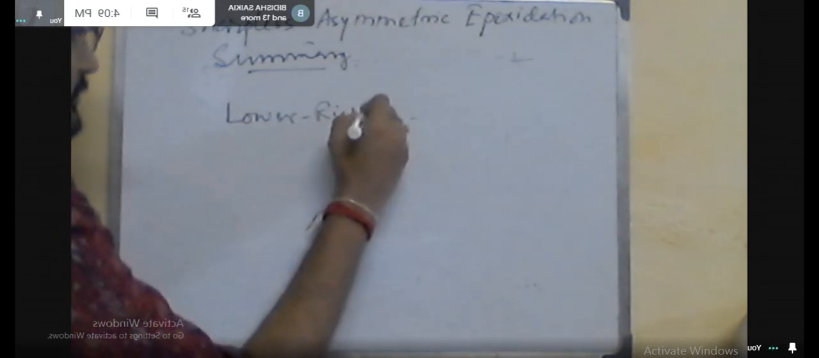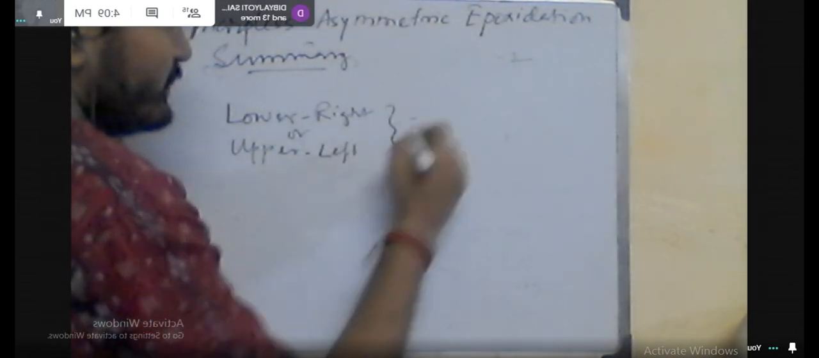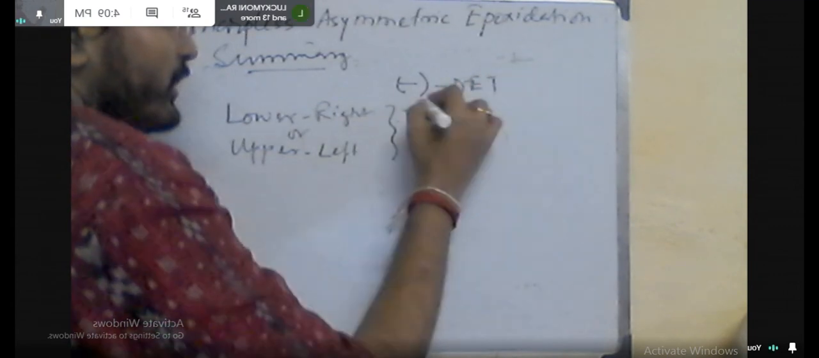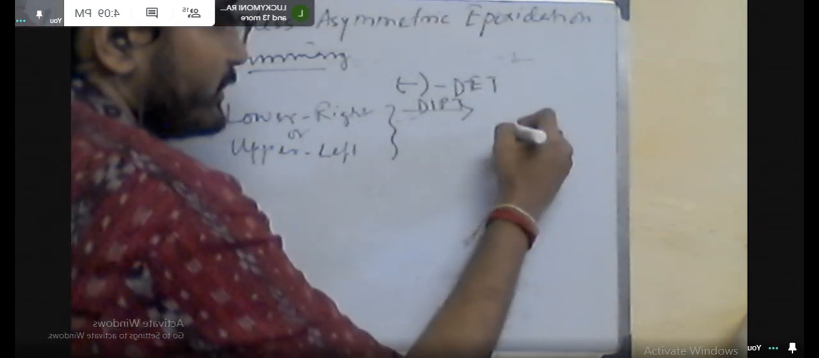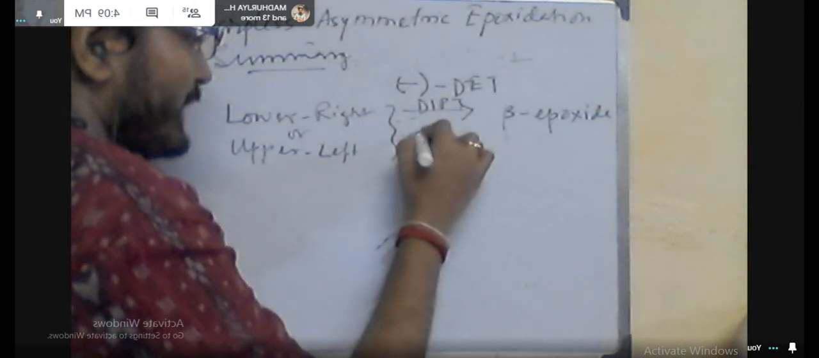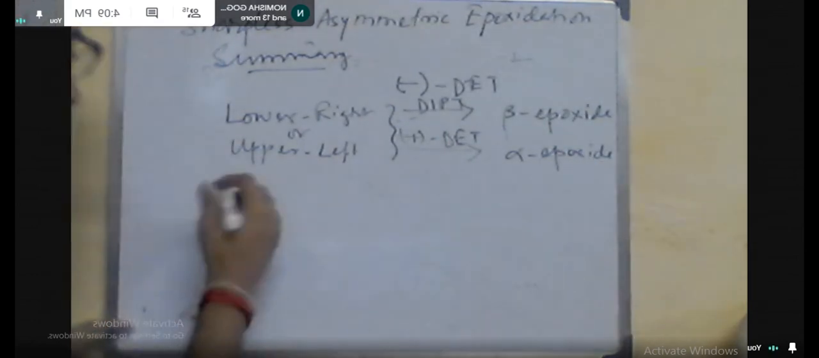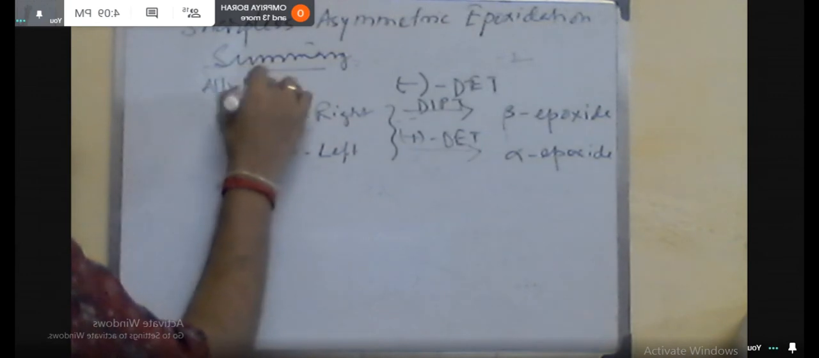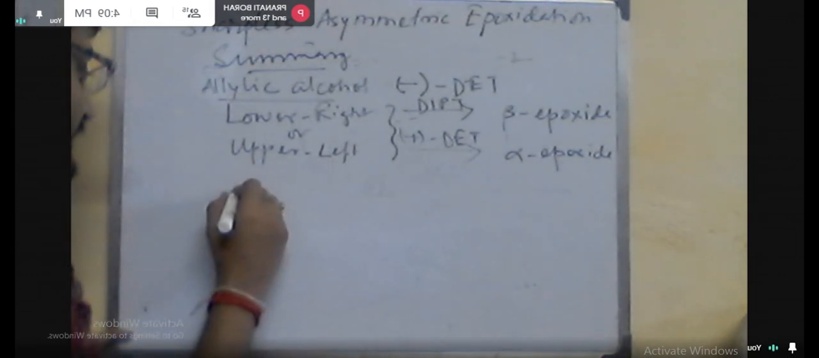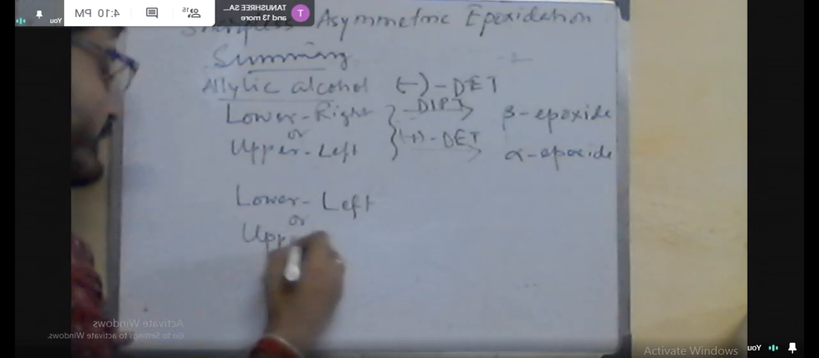And similarly, if the allylic alcohol orientation is just reversed, that means lower left or upper right, then by using the same reagent, that means minus DET, you will get the alpha epoxide, and if you use the plus DET, you will get the beta epoxide. Okay, so that's all from the Sharpless asymmetric epoxidation, that means the epoxidation of the double bond in different systems.